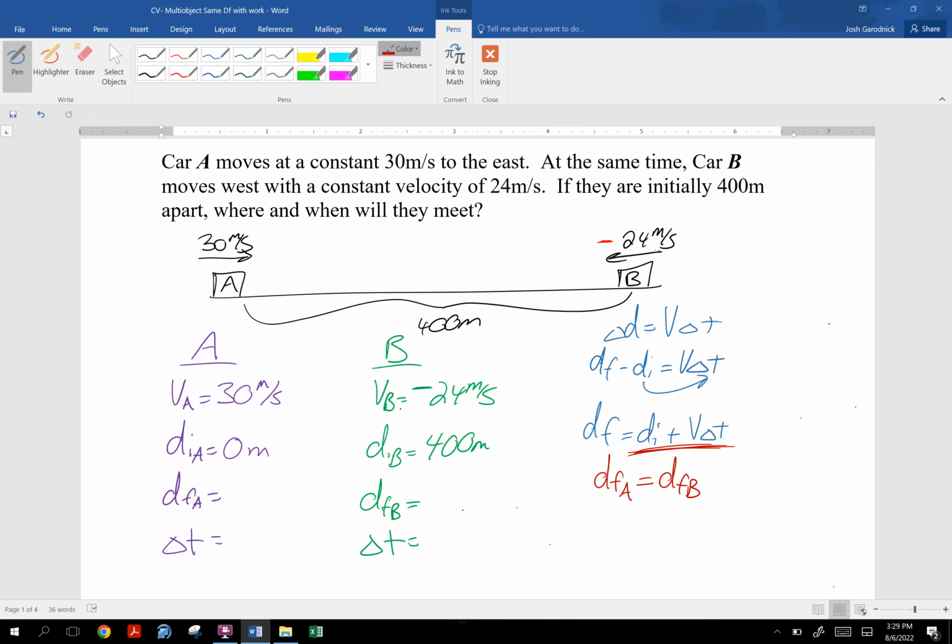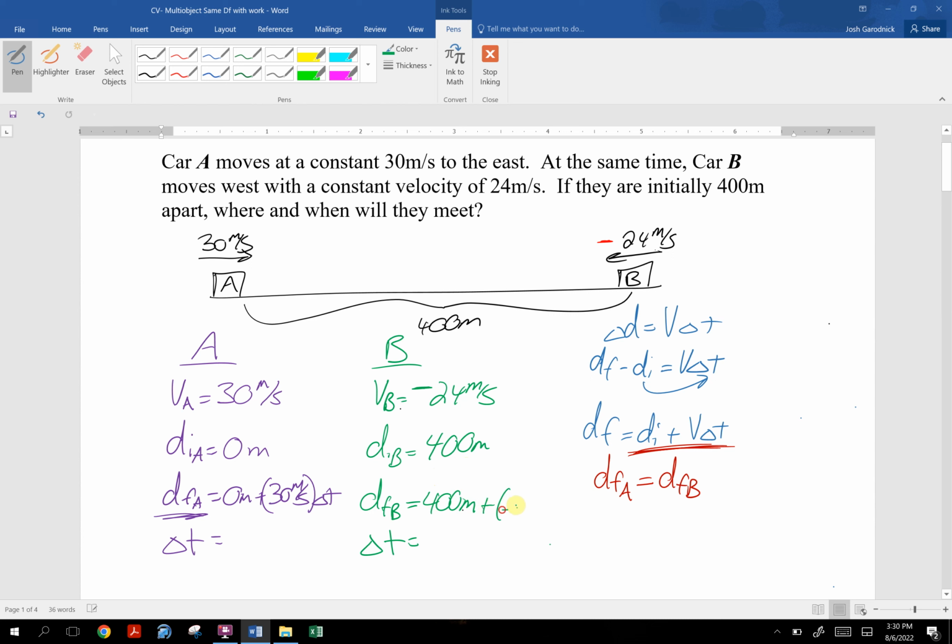So what I'm going to do is use this expression for my final position here. It says that it is the initial position, which is 0 meters, plus 30 meters per second times time. So again, I used this expression here for final position, and I just subbed in my numbers. For car B, again, I have final position equals initial position plus velocity times time. So I'm going to write that out. Initial position is 400 meters. How do I know that? Because it's written right there.